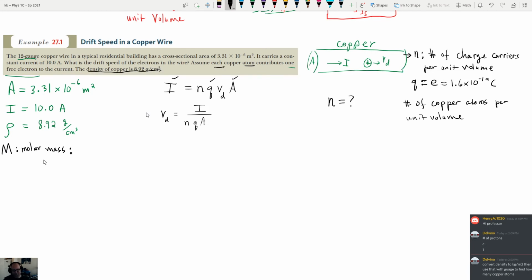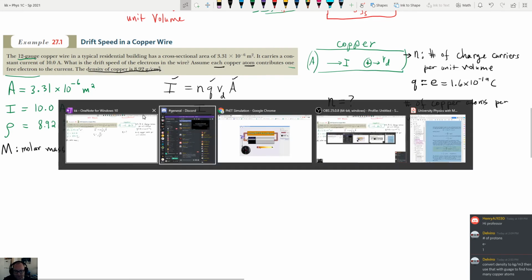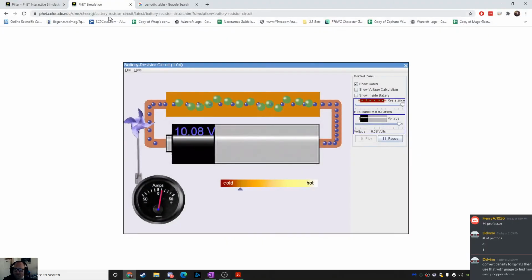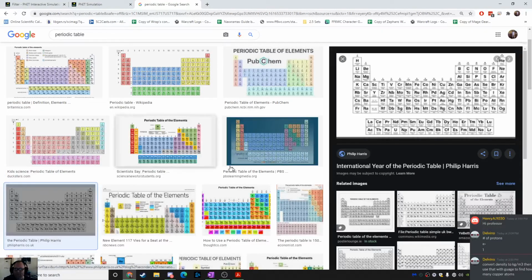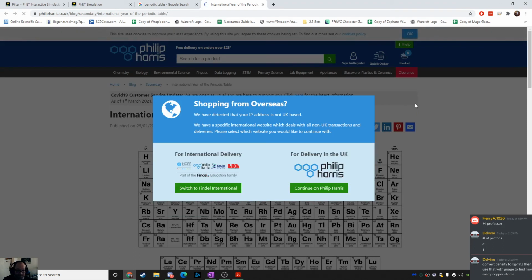And where do we find that? We find it on the periodic table, right? What does molar mass represent for those people that might not have taken chemistry? The mass of one mole of atoms of that element. Yeah, exactly. And since we know what one mole means.